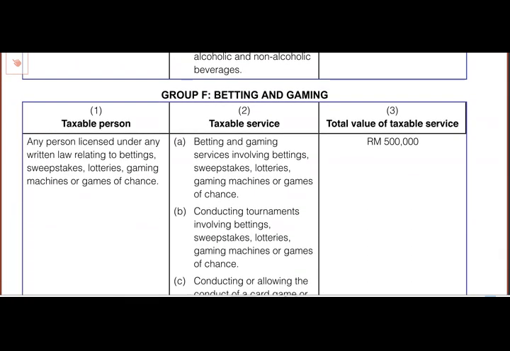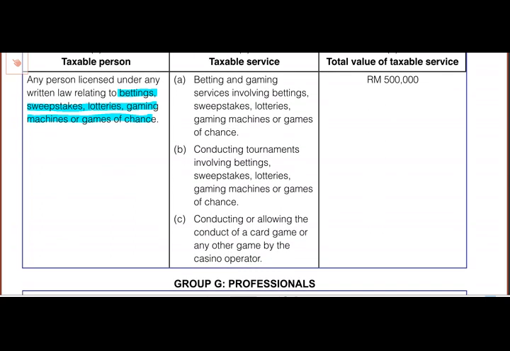Now if you go to the next page, if the business is to do with gambling, that you are licensed to do things like lottery, gaming machine, slots machine, then you realize that there will also be 6% being imposed. Okay? Now it's imposed on the betting, not the winning. So the betting is the taxable service. So when you place a bet, the government will impose 6% on the value that you bet.